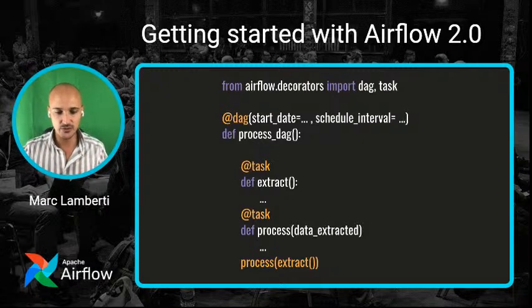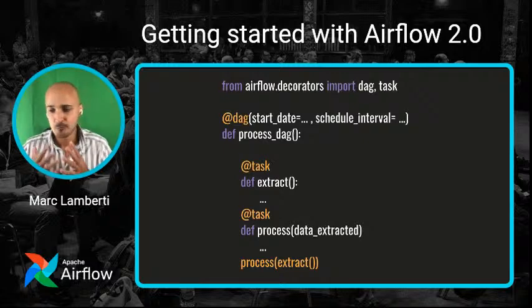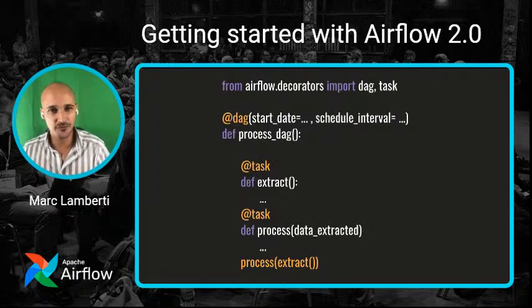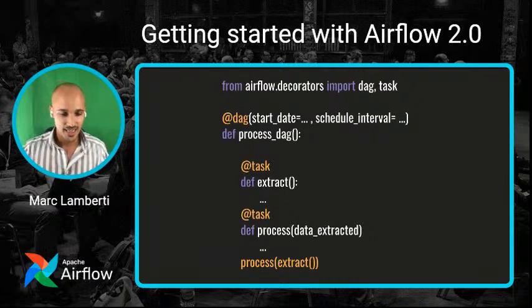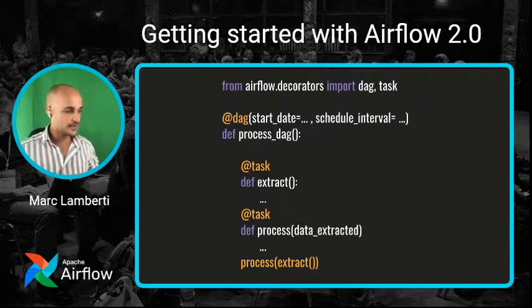So the TaskFlow API is really useful if you want to create your DAGs in a little bit faster way, and also if you have many Python operators, you should definitely use the task decorator. It will make your life easier, and your DAG will become clearer. This is super important. You will end up with many tasks, so you have to make sure that your DAGs are as clear as possible. Okay, so the TaskFlow API is super interesting.